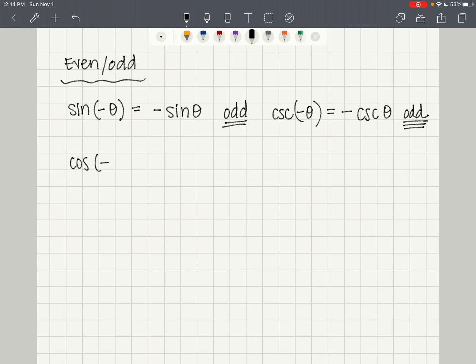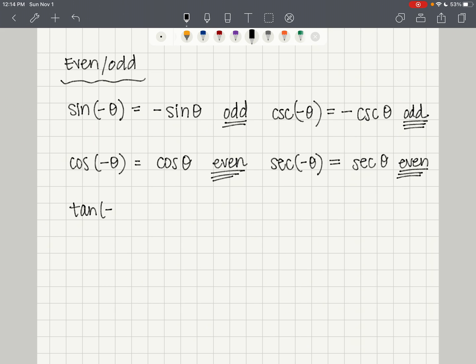The cosine of negative theta is equal to the cosine of theta. That is an even function, and its reciprocal function follows suit. Secant of negative theta is the same as the secant of theta, and that is an even function. So far we have two odd functions and two even functions.